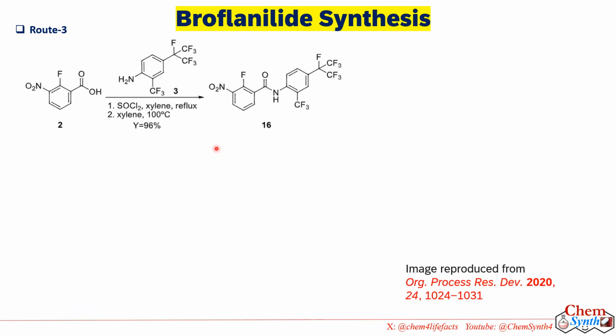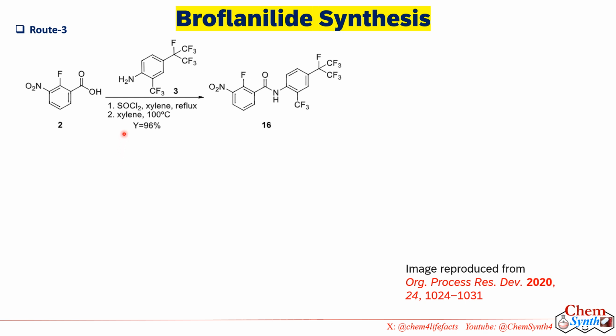Now I will discuss about the third route. That route was published in OPRD journal, and the authors mentioned that overall yield of the final product improved up to 60%. So in earlier methods I have mentioned that authors have used chloro-nitro substituted benzoic acid derivative, and later they have performed that SNAR reaction for fluorination by replacing chlorine. Here the authors directly started from this fluoro substituted carboxylic acid.